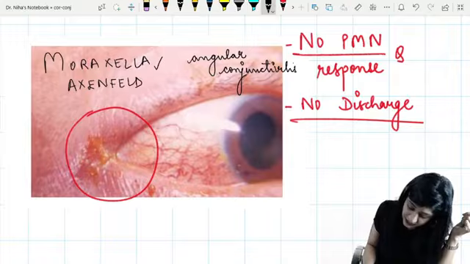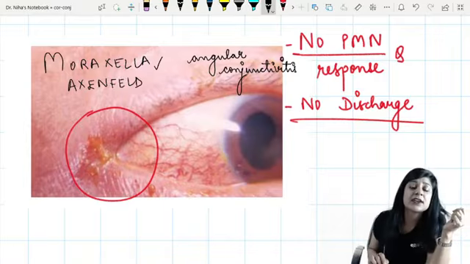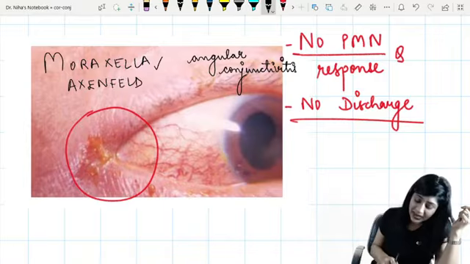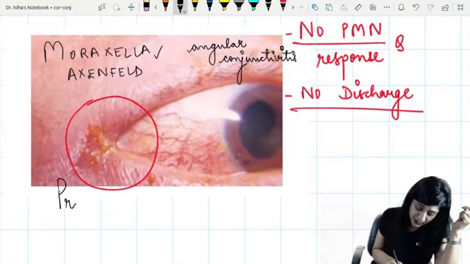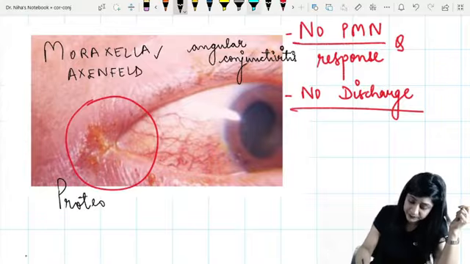So this angular conjunctivitis, which is caused by the Moraxella Axenfeld, actually releases an enzyme. What is that enzyme? It is called the proteolytic enzyme.